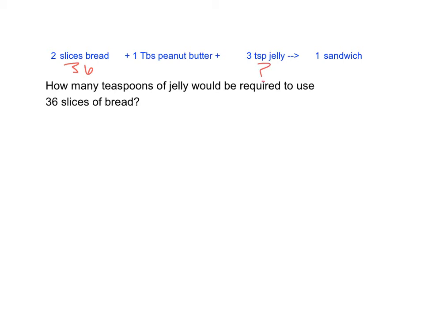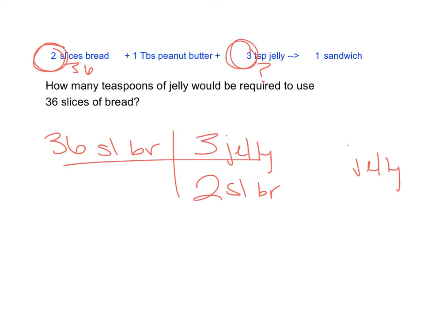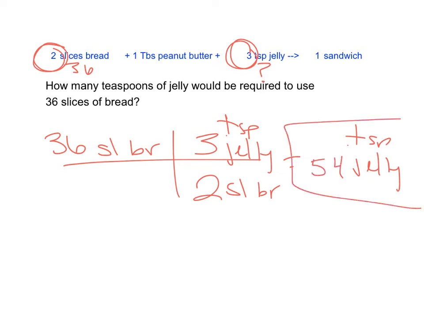So we're going to use dimensional analysis, right? Think about our mole calculations. We have 36 slices of bread, and we need to convert that to jelly. So I'm going to have to cancel out my slices of bread and convert it to jelly. And do we have a ratio between slices of bread and jelly? We do. I know for every 2 slices of bread, it requires 3 teaspoons of jelly. Excuse me, this should be teaspoons. So now we would take 36 times 3 divided by 2, and you're going to get 54 teaspoons of jelly.